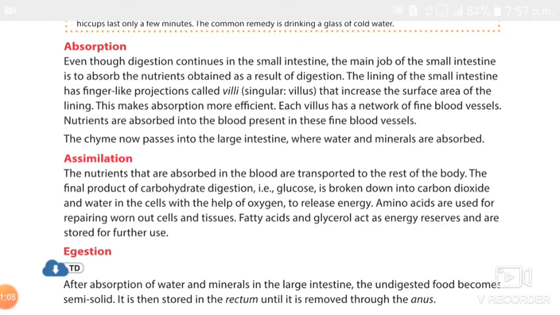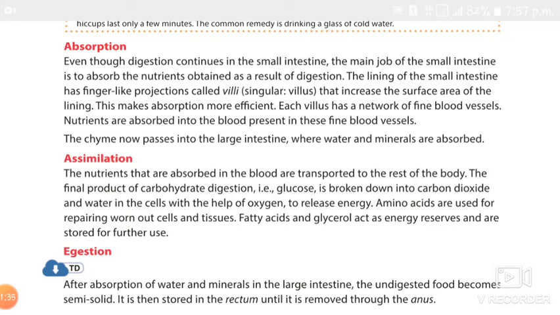Now the chyme passes into the large intestine, where water and minerals are absorbed. In this process the nutrients are absorbed and utilized by the body. So this process changes to assimilation. Now the process is assimilation.